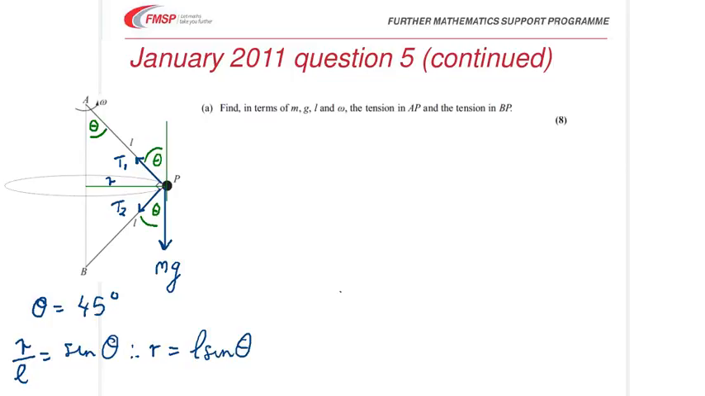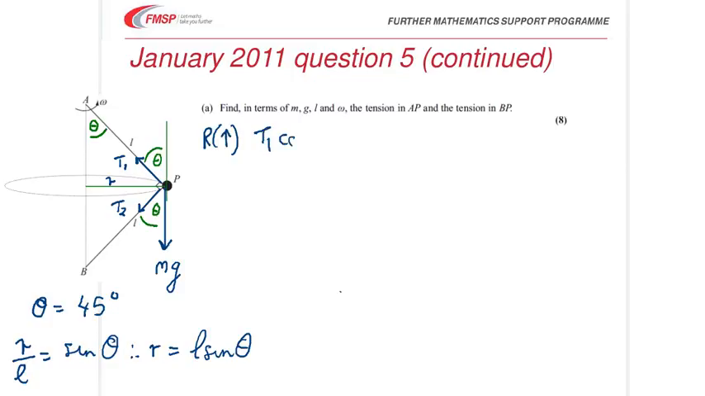As usual with horizontal circular motion, we need to resolve vertically and put the forces equal because there's no acceleration vertically, and resolve towards the center, putting the force equal to mv squared over r or mr omega squared. We'll use the latter.